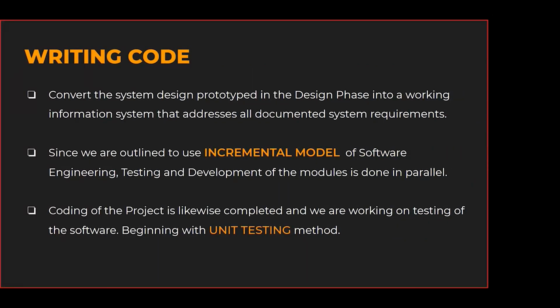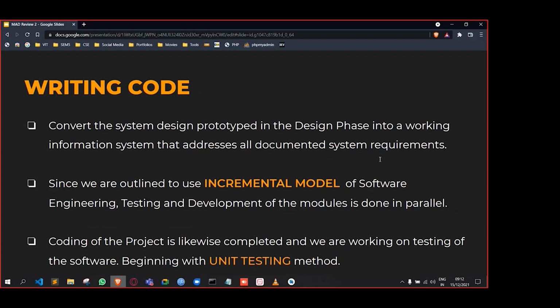And coming to the coding part, we have converted the system design prototype into the design phase and are working on it. We have used the incremental model of software engineering. The testing and development of modules is done in parallel. After coding, we worked on unit tests, and beginning with unit testing, we tested the project. Now I'll show the working demo of the project.